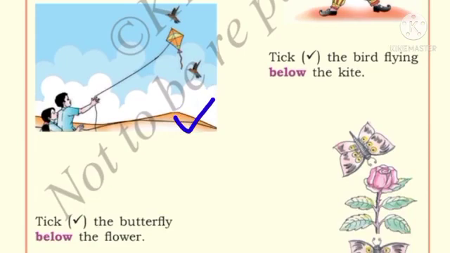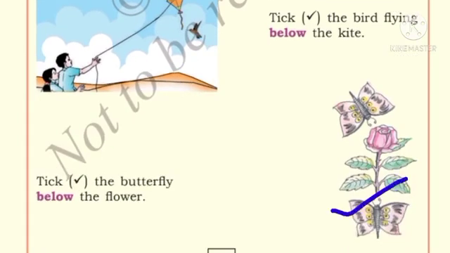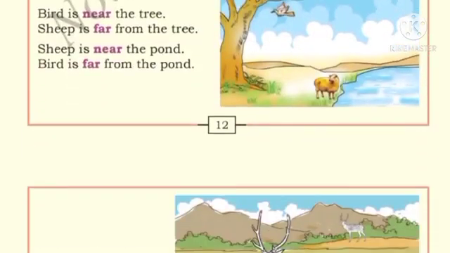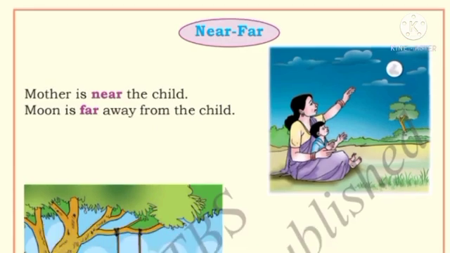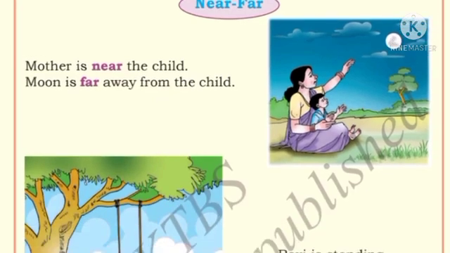Now tick the butterfly below the flower. Which butterfly is there below the flower? This butterfly. So we will put a right mark. Now next is near and far. So near means which is closer to us. Far means which is away from us.